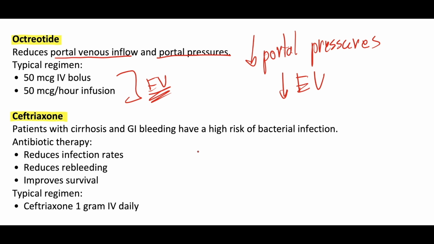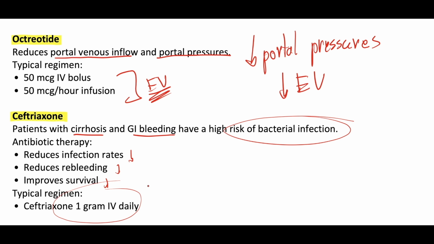The next one is ceftriaxone, and this is one people sometimes don't think about, and we'll get into the rationale for ceftriaxone, but any patient with cirrhosis and an upper GI bleed is very high risk for a bacterial infection. And when they've studied empiric ceftriaxone, they have found that it reduces infection rate, reduces rebleeding, and improves survival. And this is just because these patients often have concomitant infections, even if we don't notice it, right? Cirrhosis is an immunosuppressive state. And if you have decompensated cirrhosis to the extent that you develop a variceal bleed, you're very high risk for infection. So empiric ceftriaxone is given, typically about 1 gram IV daily.